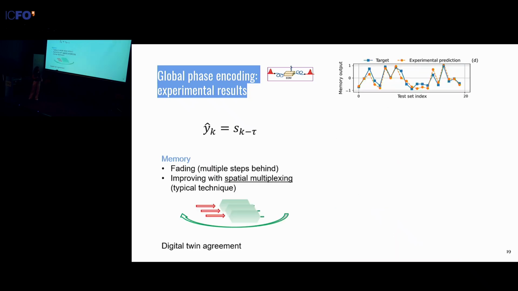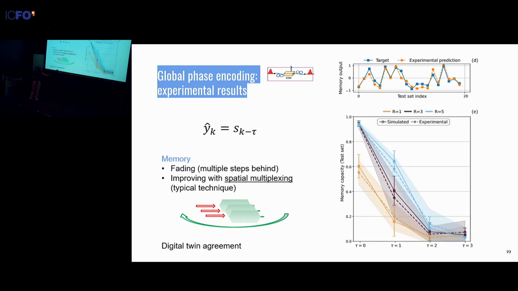Another thing that we did is the fading memory. So it has to remember the steps before that we encoded. And we saw that it's fading for sure. It fades very fast. But we can improve it a bit, at least on the experiment, by repeating the experiment slightly differently, which we call spatial multiplexing, as if we had different waveguides available. And once again, we have a good agreement between digital twin and the experiment. So yes, it fades very fast, good agreement, and it improves a bit with this spatial multiplexing.